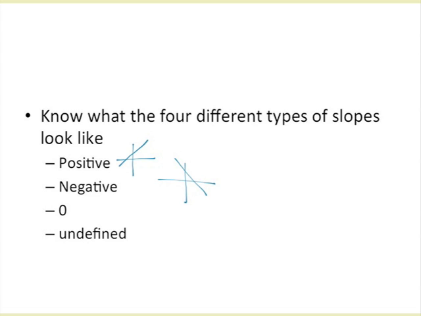What kind of a line has zero slope? A horizontal line. Which means that an undefined is a vertical line. Students always get those ones mixed up, so be very careful with those.